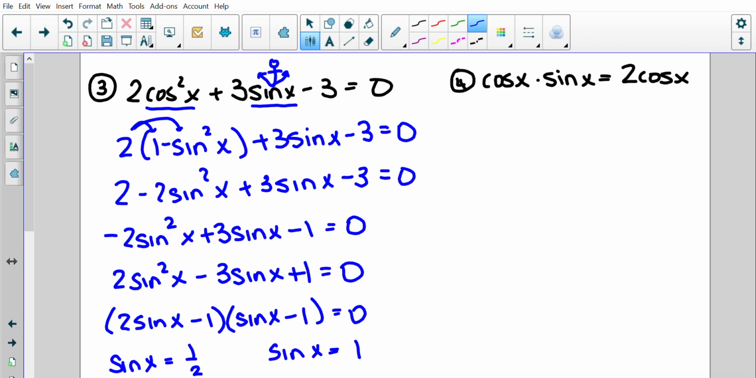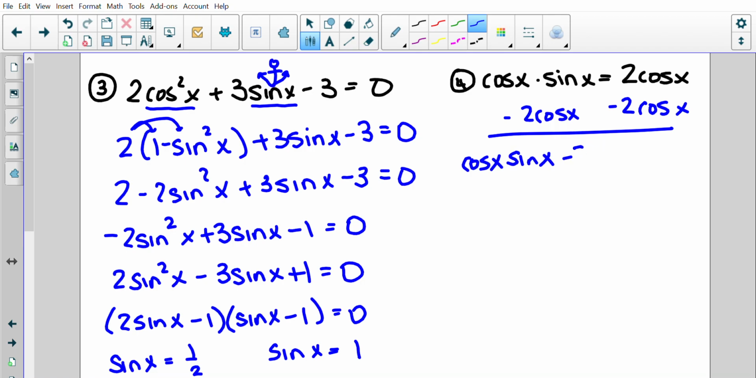So for number 4, this is similar to example 2, where, again, I don't want to divide through by cosine because I don't want to divide by a variable. So instead, I'm going to subtract the 2 cosine x over, and we get cosine x sine x minus 2 cosine x equals 0. And again, cosine x ends up being a GCF, so we factor it out. We get sine x minus 2 left over equals 0.